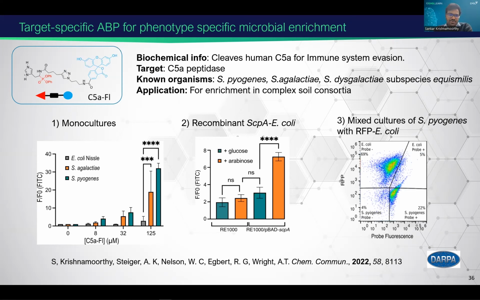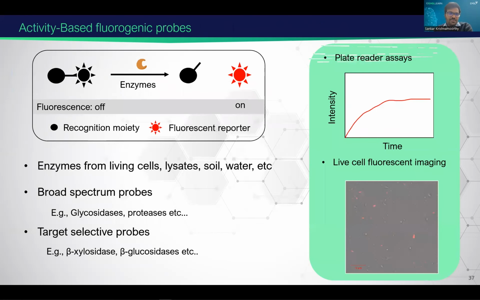So the second type of probe that I want to introduce to you is the activity-based fluorogenic probes, where the recognizing moiety is attached with a dye. In this state, it's actually off. You don't see the fluorescence. When it is acted upon by an enzyme, the bond gets cleaved and the fluorophore or dye becomes active, so you can see it, for example, in a plate reader assay, where as the activity goes, the fluorescence keeps increasing.